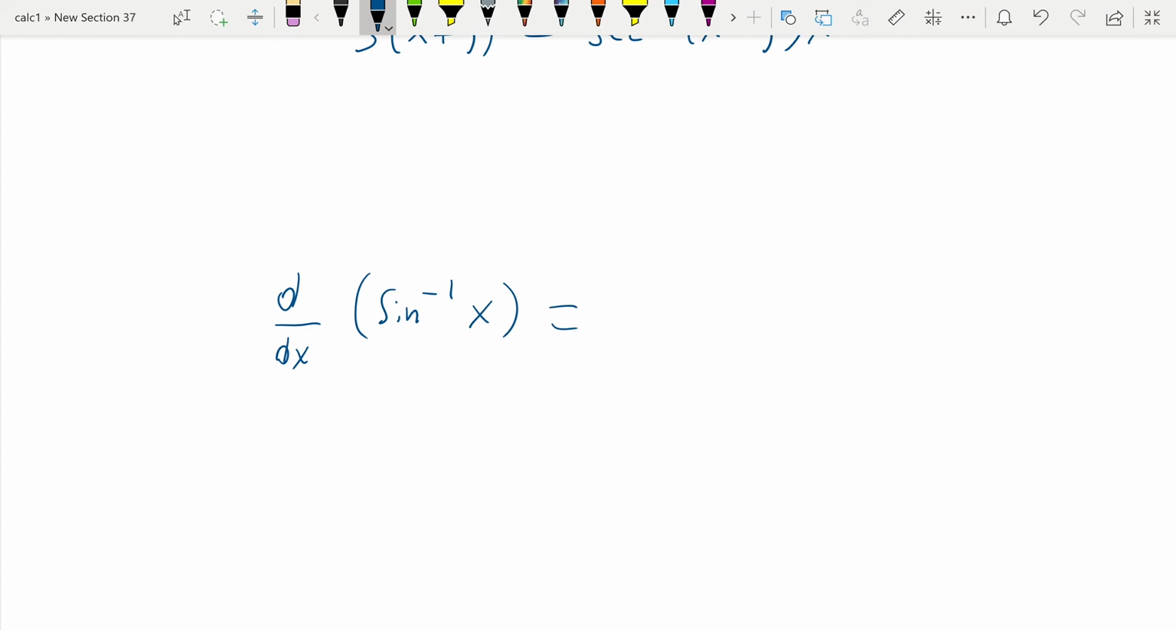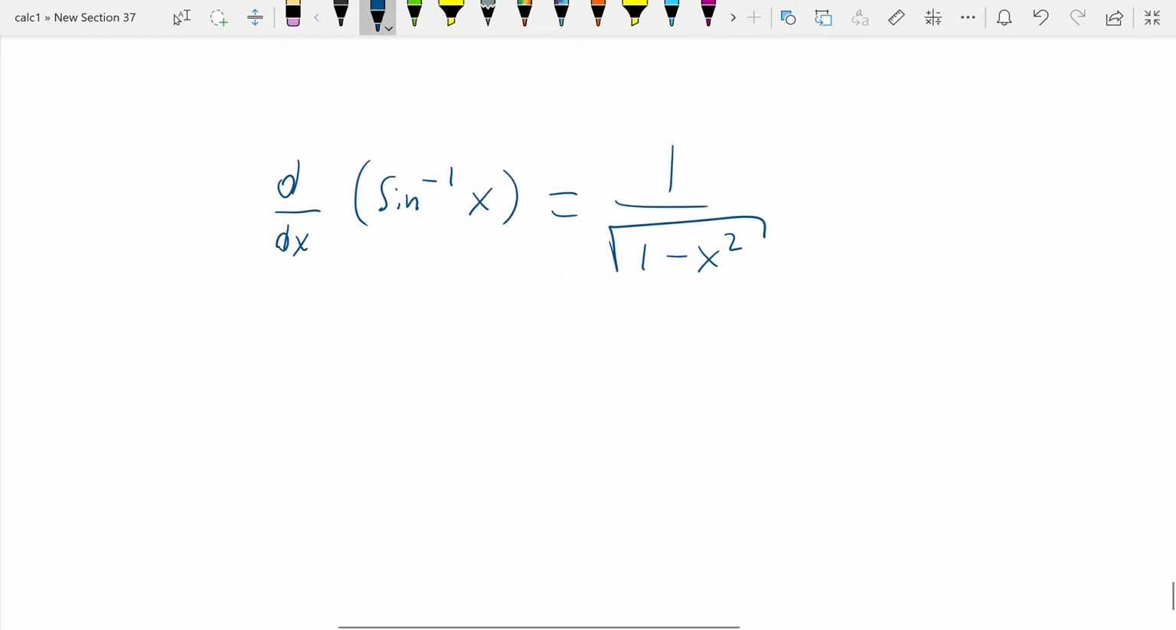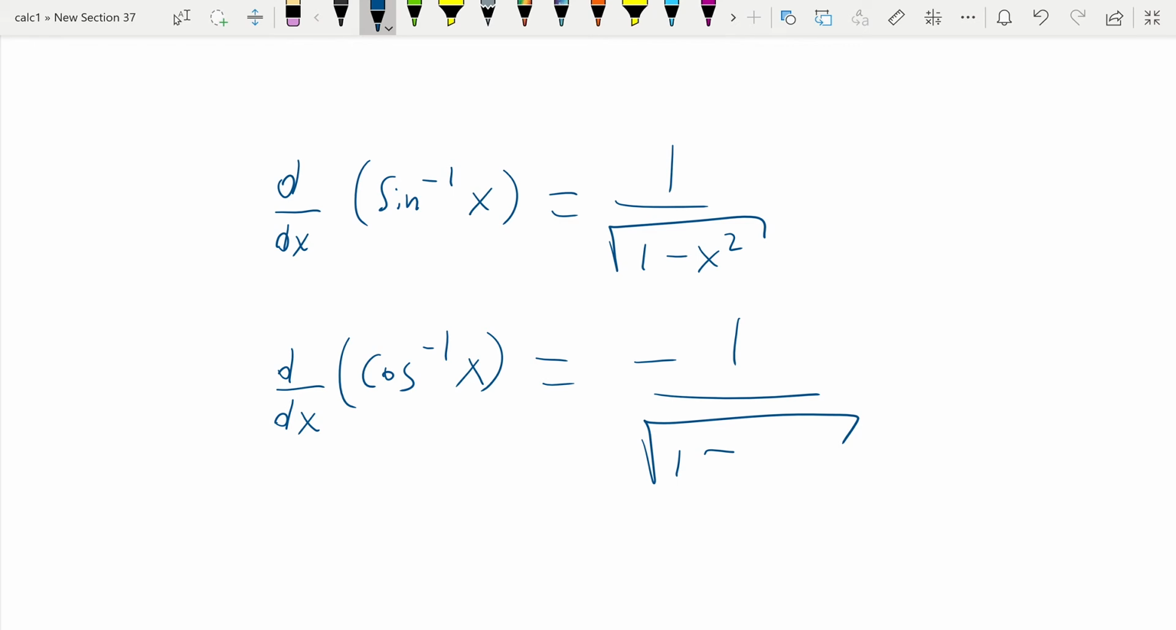And we're going to see that this derivative is equal to 1 over the square root of 1 minus x squared. And the derivative of the arc cosine with respect to x is minus this expression. And notice here that even though these two are trigonometric functions, their derivatives are very simple functions: 1 over the square root of a polynomial, and the same thing here, then minus 1.